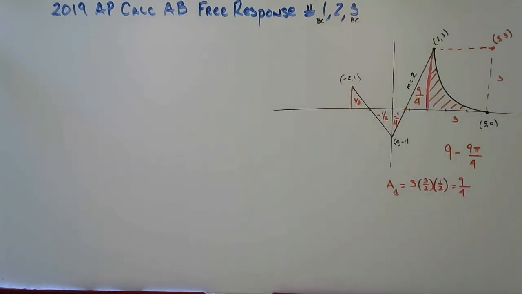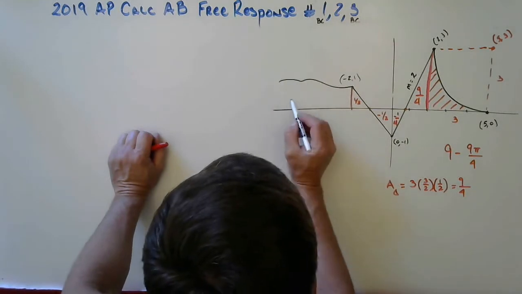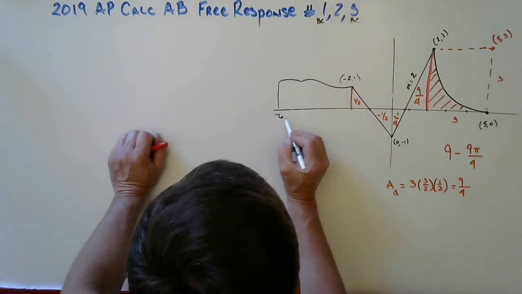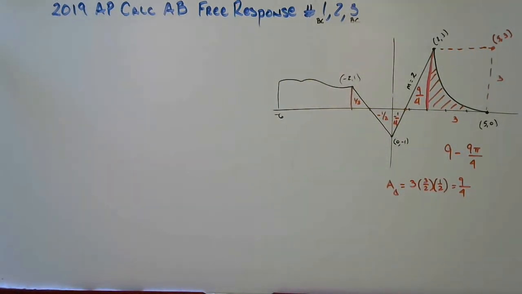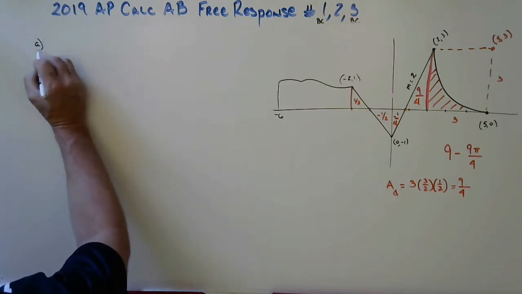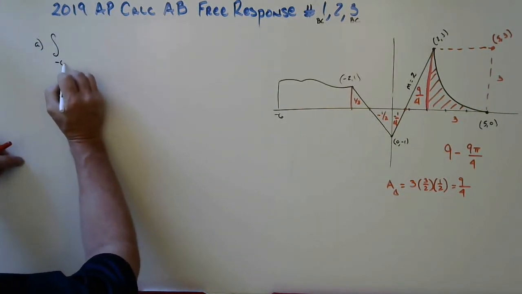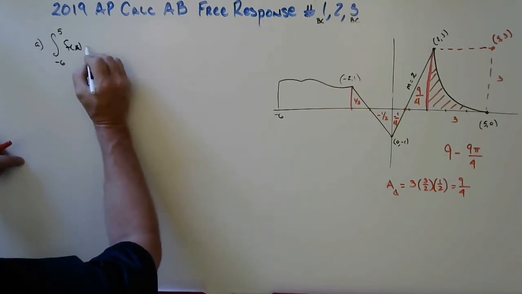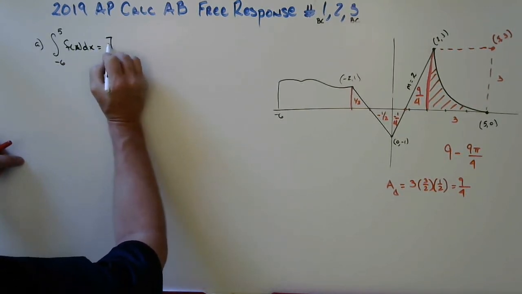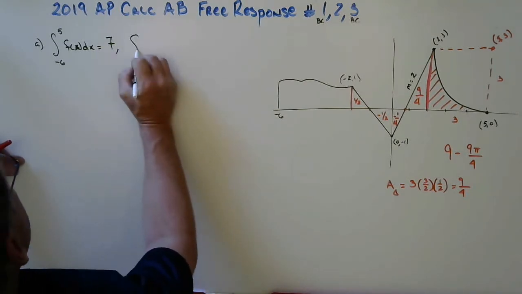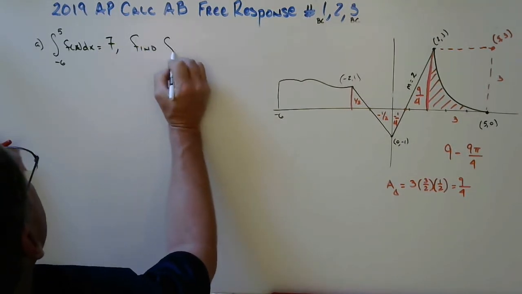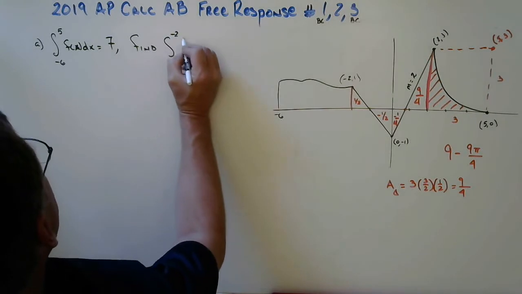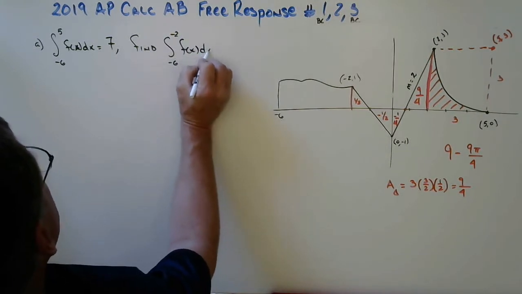All right, now we're ready to go. Now we have all of that labeled. And what did they tell us? They told us this function continues on out here to -6. And so in part A, they told us the integral from -6 to 5 of our function f of x dx was 7. They asked us to find the integral from -6 to -2 of f of x dx.